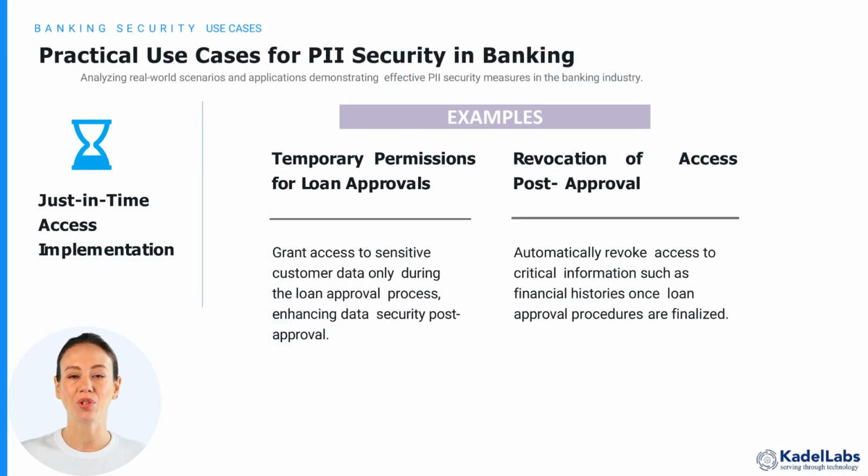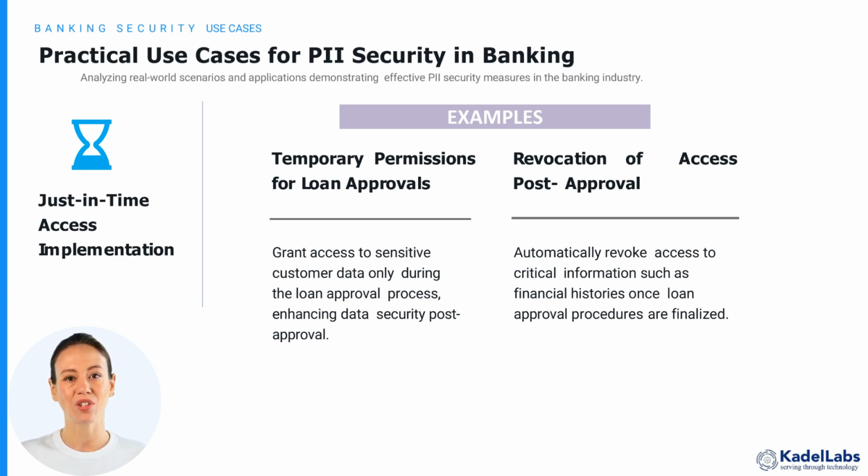Let's now explore our first practical use case, just-in-time access implementation. This approach ensures that access to sensitive customer data is granted only when absolutely necessary, significantly reducing the exposure of PII. In the context of loan approvals, temporary access can be granted to loan officers only while they're processing the loan. This means that access to sensitive customer data, like financial histories, is available only for the duration of the approval process. Once the task is completed, access is revoked, enhancing data security.